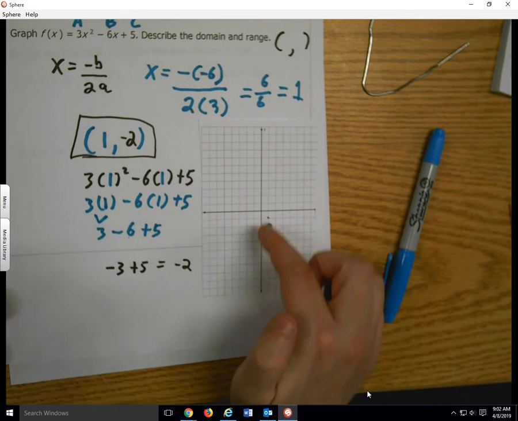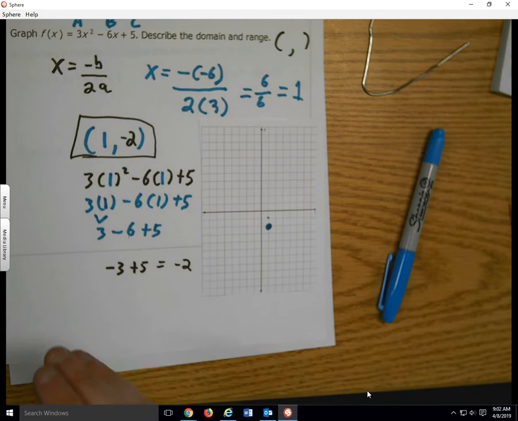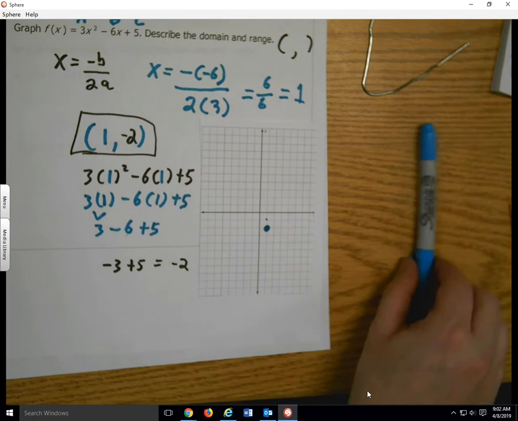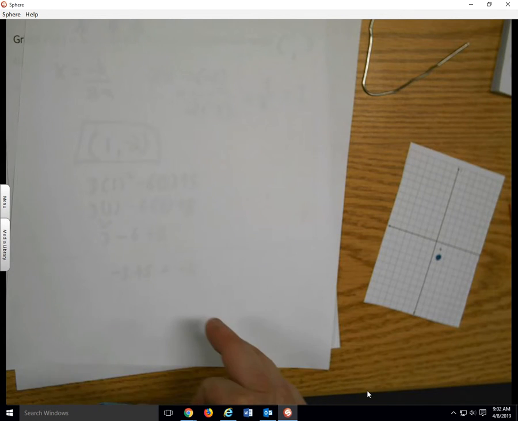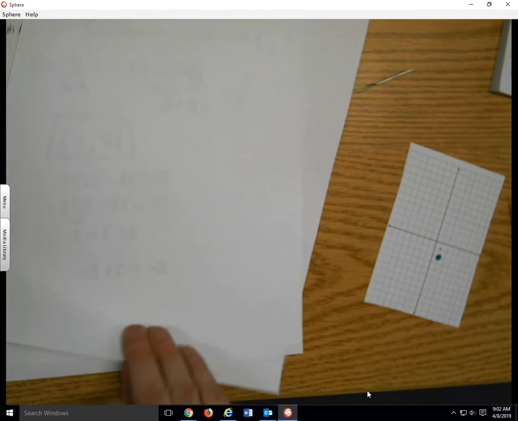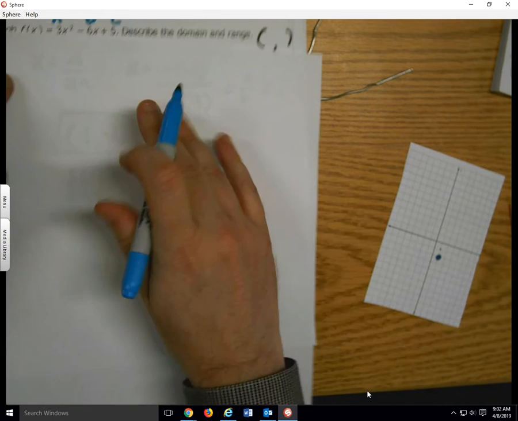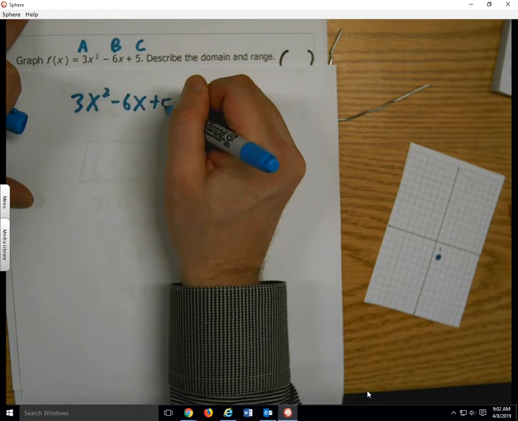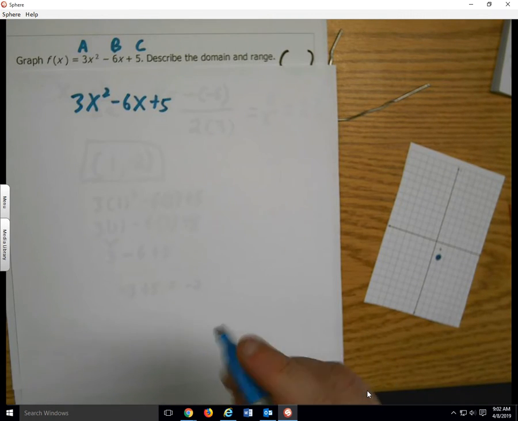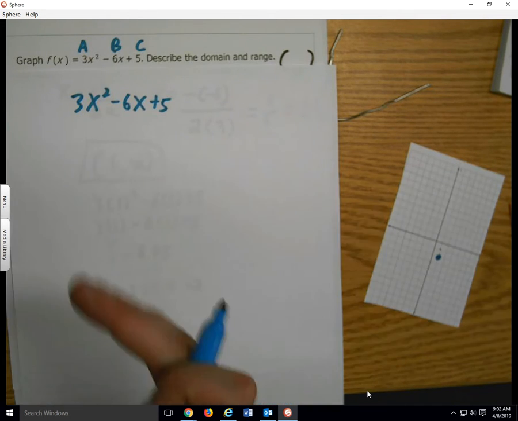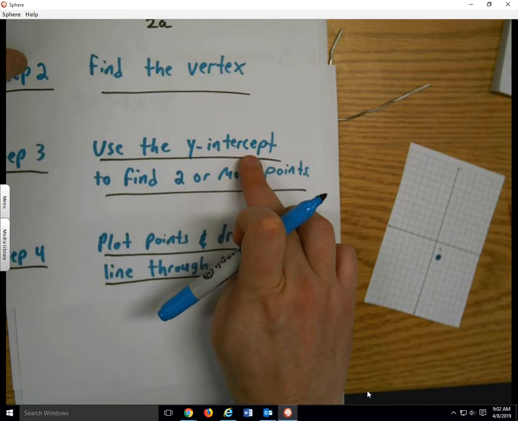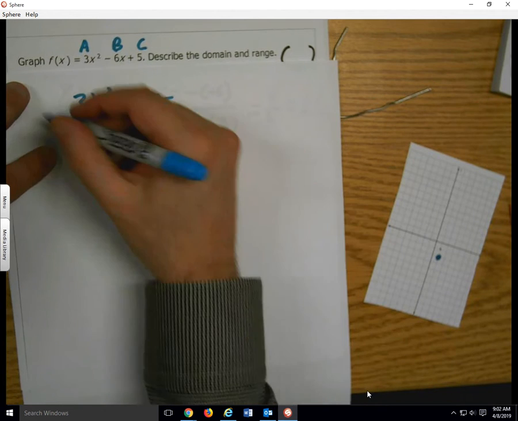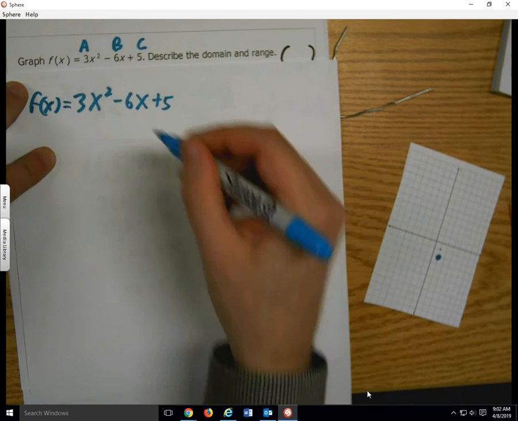So how do I finish this? How do I do the rest of it? I need 2 other points to give me an idea of what to draw. And how I would find those points is I will take the same equation that we just used. Let me just write it here. So I'm going to take the same equation, 3x squared minus 6x plus 5. But I'm going to use the y-intercept to find 2 or more points. The y-intercept means that x now equals 0. Okay? So now the x is going to equal 0.